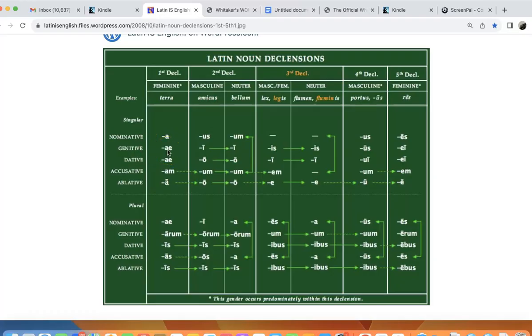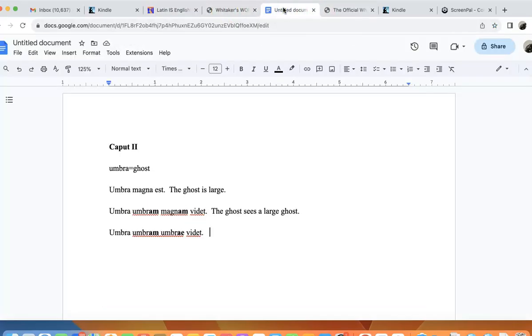Is it AE? Or is it AE? Well, only the context will tell you. And so you have to have some sense of the context. In this particular case, I'm using it as the genitive. And so we're going to say of the ghost. And so we go back to our example here, the ghost, and that's umbra.